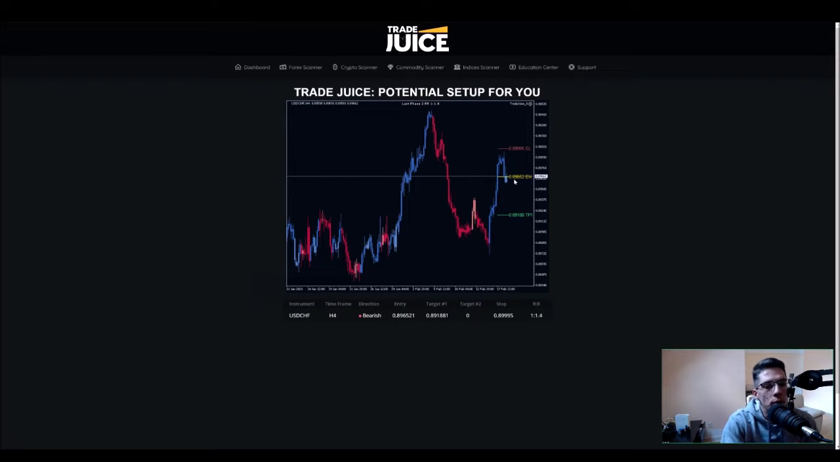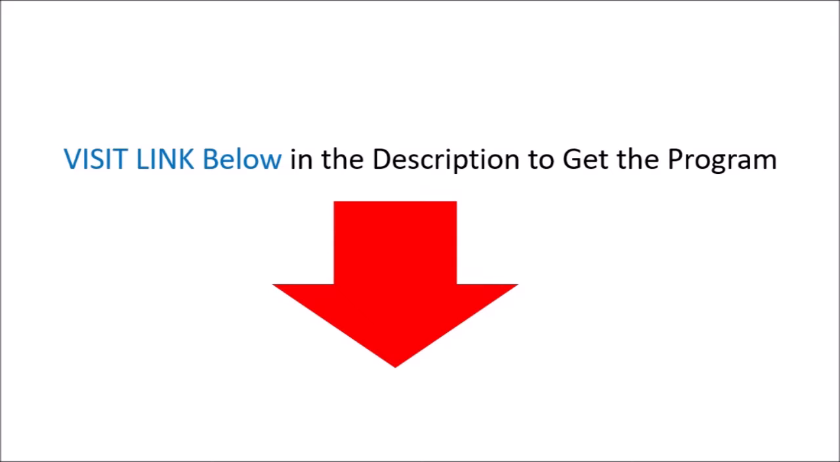So we want to be looking for a short position at 89.65.21 with a target at 89.18.81 and stop loss 89.99.95. The risk reward is 1 to 1.4. So if you risk $100, we would be making 104.